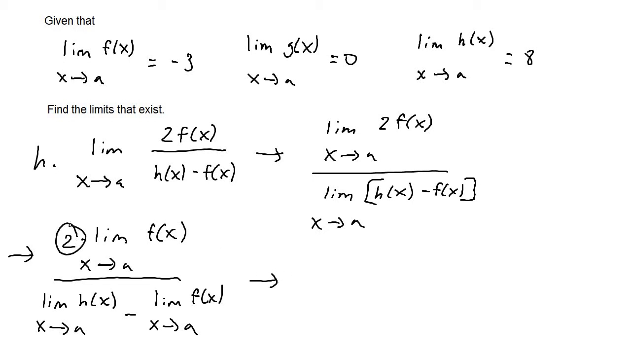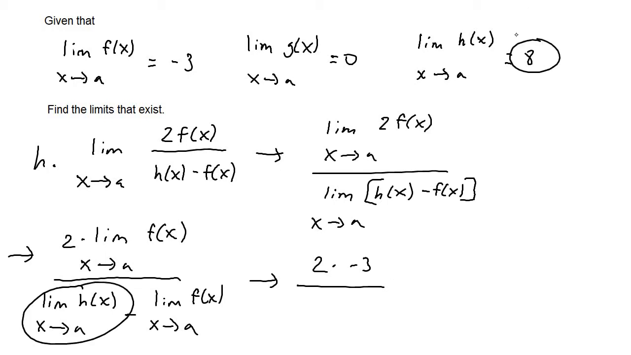So obviously we have 2 outside as a constant, so we have 2 times the limit of f of x as x approaches a, which is negative 3. So we have 2 times negative 3 on the numerator, divided by the limit of h of x as x approaches a, which is 8.